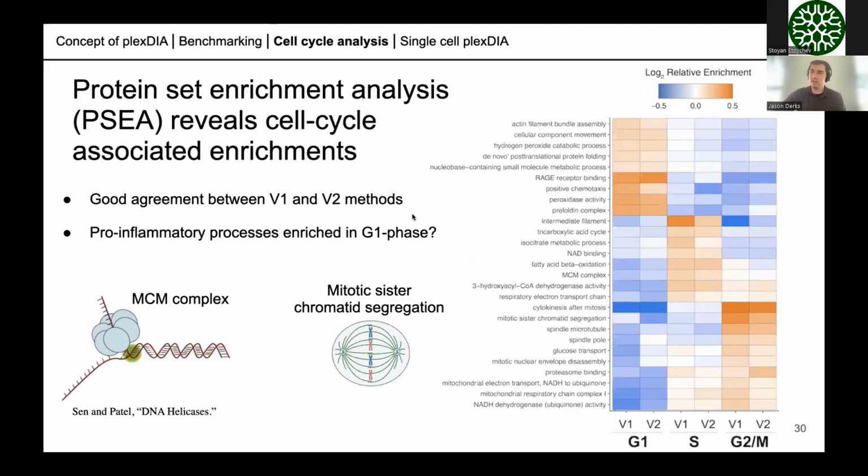What's also interesting to keep in mind is that we're doing this in the context of immune cells. So these are monocytes, so it might make some sense that some of these immunological pro-inflammatory processes might be enriched in certain cell cycle phases rather than others. And maybe that is the case. We do find RAGE receptor binding processes to be enriched, as well as positive chemotaxis, peroxidase activity, and hydrogen peroxide catabolic processes to be enriched in the G1 phase.